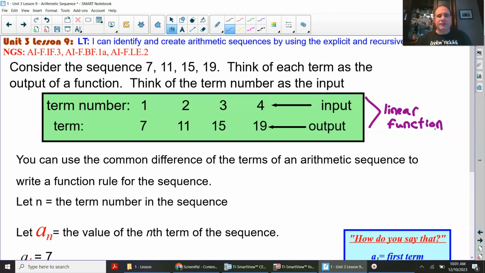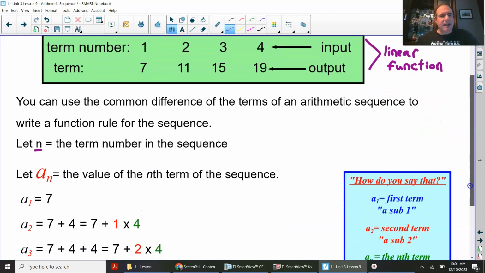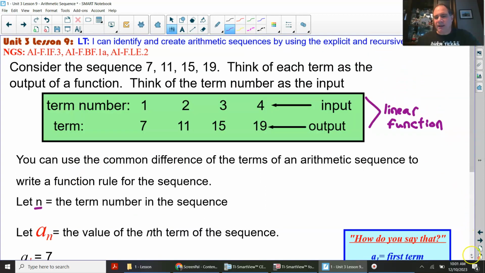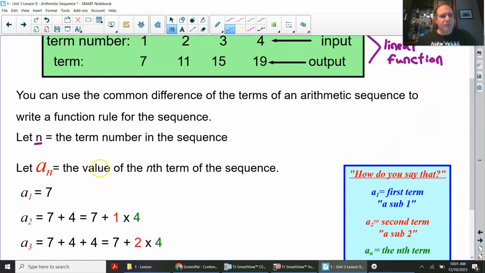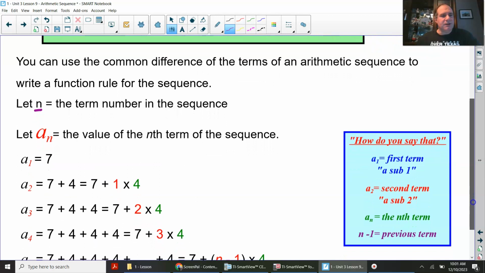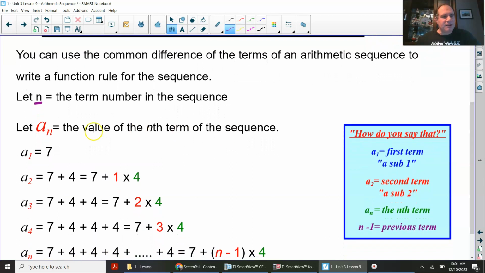Let n equal the term number in the sequence, not the number of terms. So if we're talking about a sub n, we're talking about the nth term. We still don't really know what we're talking about as far as the nth term. It could be any term, a term that you're looking for. All right, so you have a sub 1 is 7. Then a sub 2.